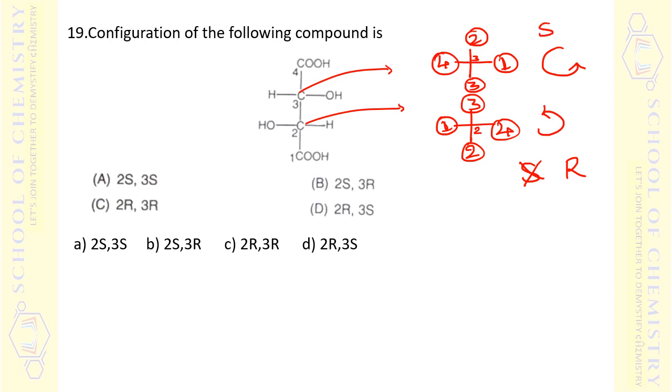But again, here also the fourth priority group is on the horizontal line, so therefore this cannot be S. When the fourth priority group is on the horizontal line, you need to change that, so therefore this should be R. So now we have decided the configurations at the second chiral center as well as the third chiral center, second as well as third position. R configuration, 2R 3R, that should be the correct answer, and option C, 2R 3R, is the correct answer for this, right?